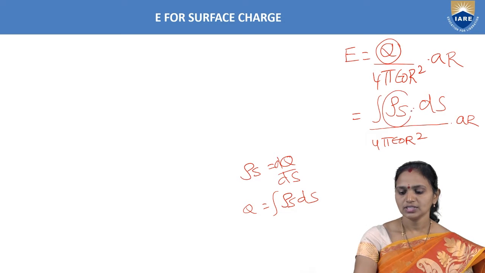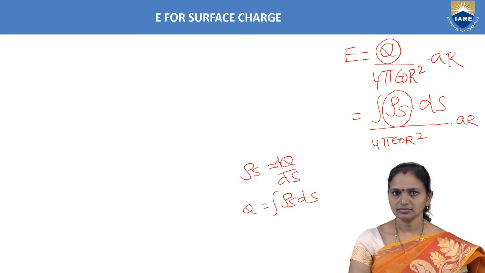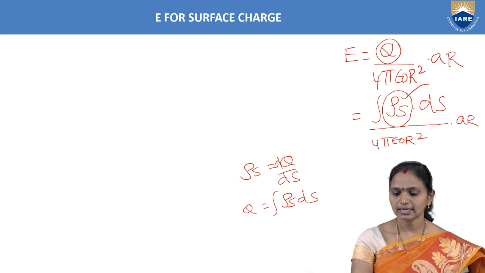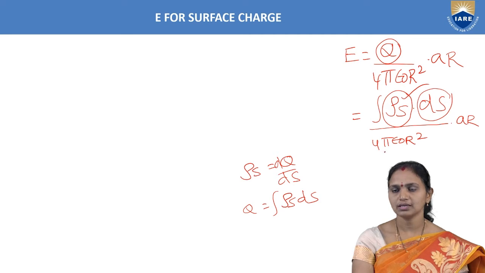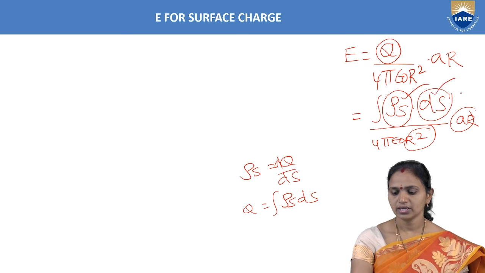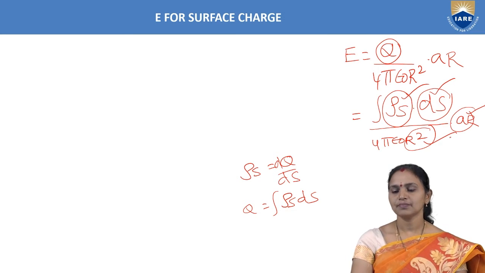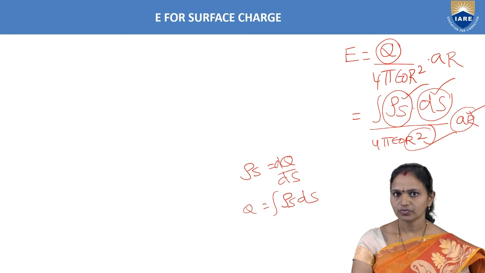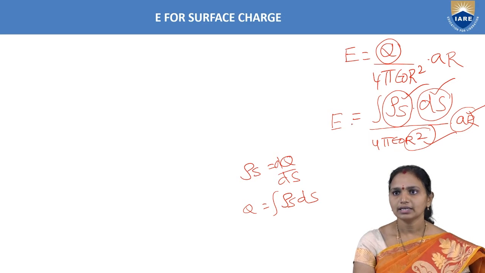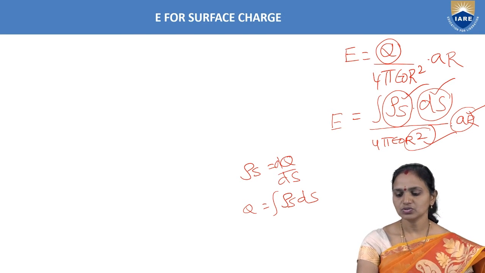Here, as we are considering surface charge, rho s is known to us and we have to calculate this ds, the surface area. 4 pi is constant, epsilon naught is also constant, and we have to calculate r square and ar. So by calculating these parameters, ds, ar, and r square, and substituting them in this equation, we can calculate E.